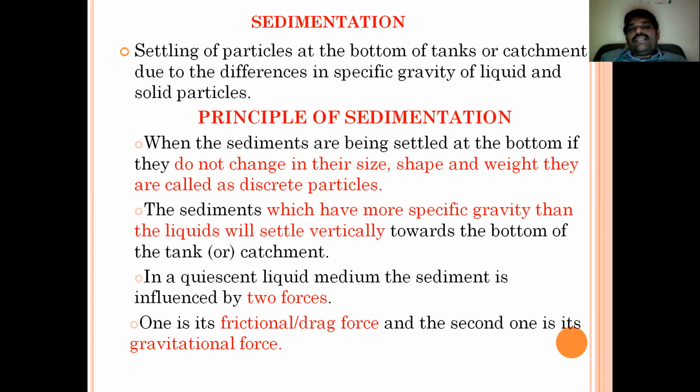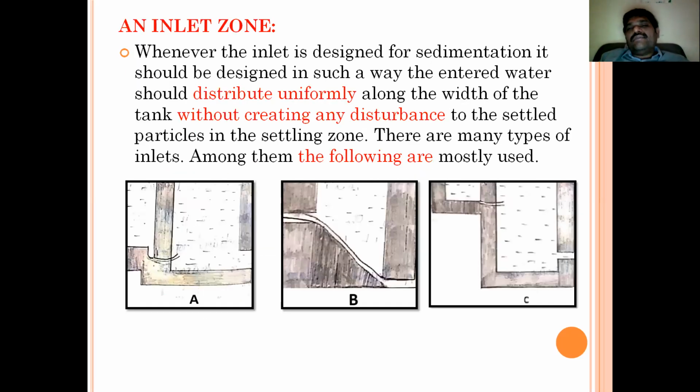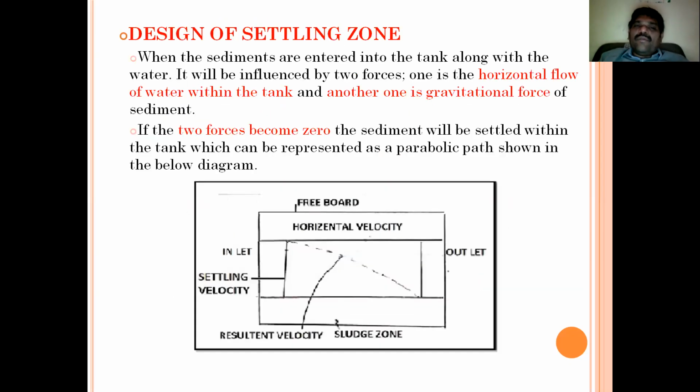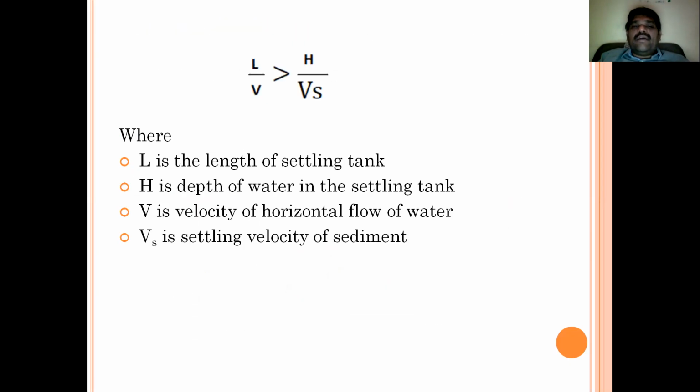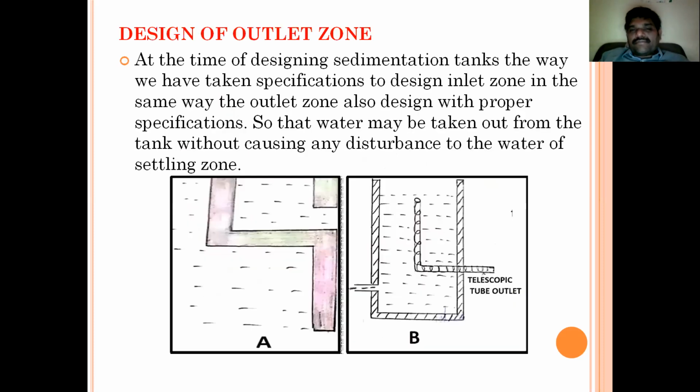We have seen in sedimentation, along with the definition, the principles of sedimentation and the design of the sedimentation tank. There we have seen the inlet zone and the specifications we discussed, followed by the design of the settling zone by adopting the formula L/V greater than H/Vs. Design of sludge zone. Here, this is the sludge pipe. As the bottom is constructed sloping towards the center and attached to the sludge pipe, the settled particles will be taken off.